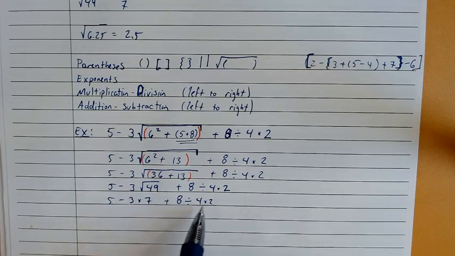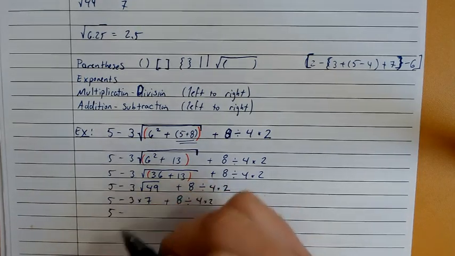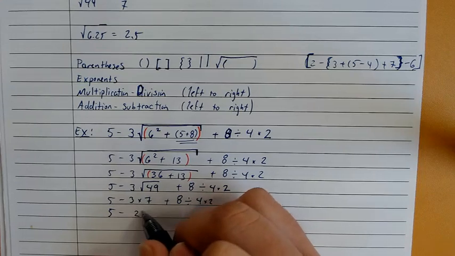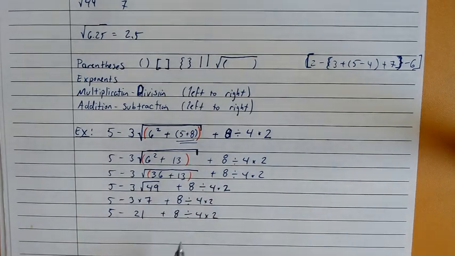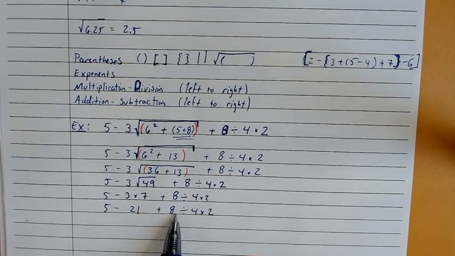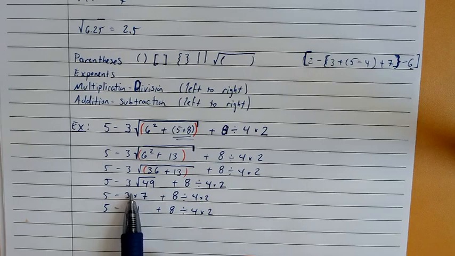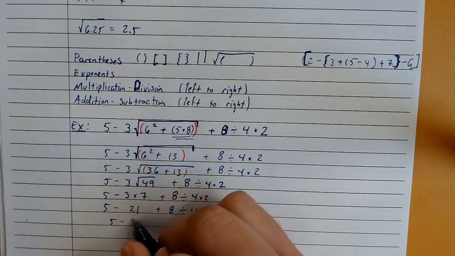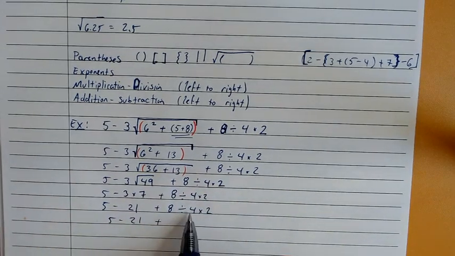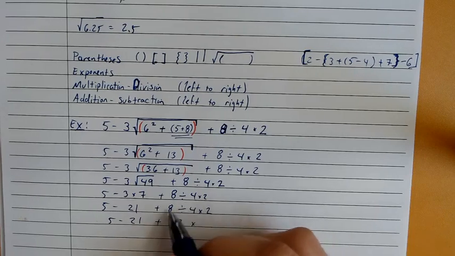If I go from left to right, first thing I notice is this multiplication. Okay, so I'm going to do this first. That's 5 minus 3 times 7 is 21. All right, now I continue. The next one that I see is this division. Notice I didn't do all the multiplications first. I did that one first because it was the first one to show up. But now this is the next operation that shows up, this division. So let me do my division. 8 divided by 4. So 5 minus 21 plus 8 divided by 4 is the number 2. And that's still being multiplied by 2.